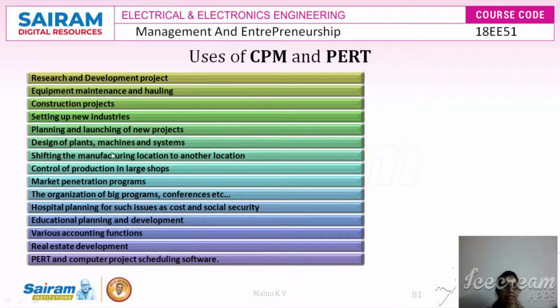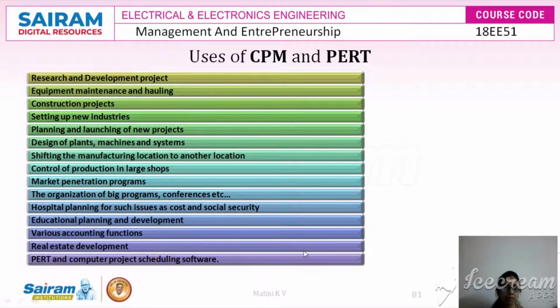So setting up new industries, planning and launching new projects in the industry, designing of plants, machines and systems, shifting the machinery manufacturing location from one location to another, control of production in the large shops, market preparation programs, organization of big programs and conferences, hospital planning, issues of cost and social security, and educational planning and development.